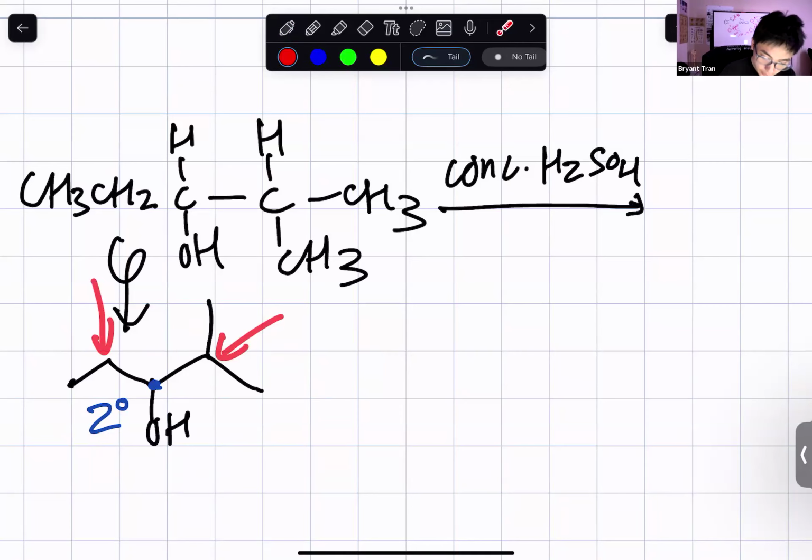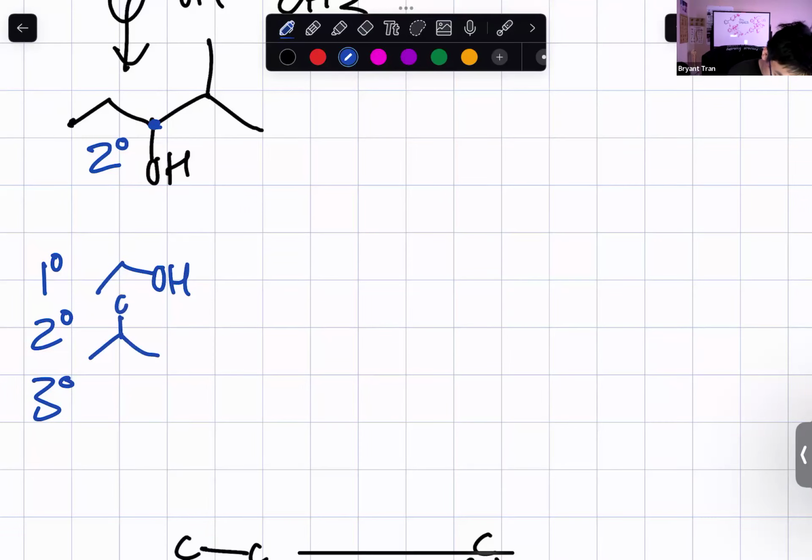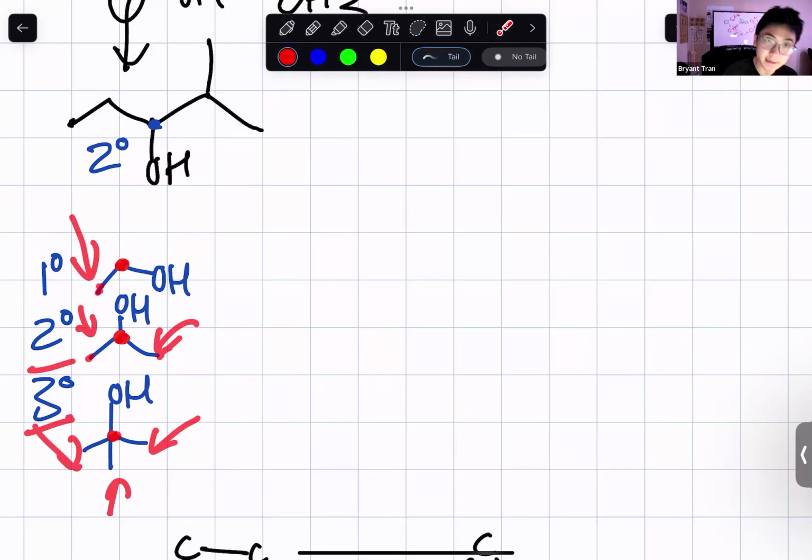1, 2. There's going to be 3 different types of alcohols: primary, secondary, tertiary. Primary alcohol would look like that, secondary alcohol would look like that, and then a tertiary alcohol would look like this. And that's because if you look at the carbon directly attached to the alcohol, and you see how many other carbons it's attached to, that's how we determine what type of alcohol it is. Primary, that carbon is attached to 1 other carbon. Secondary, this carbon is attached to 2 other carbons. Tertiary, this carbon is attached to 3 other carbons.